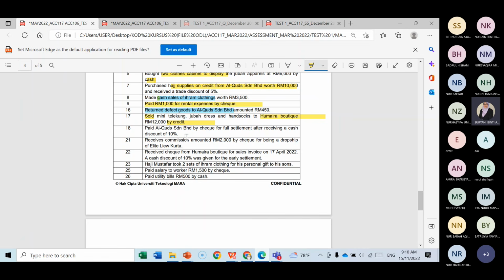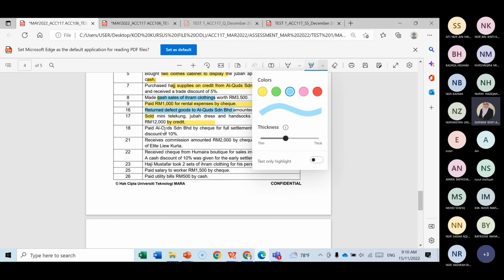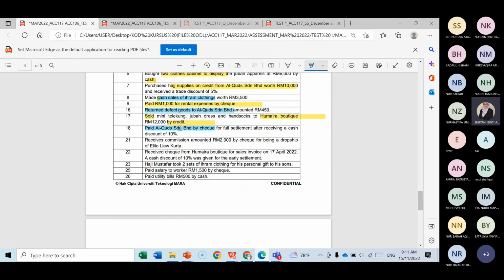Okay, next 18th of April, you pay Al-Quds Sendirian Berhad by check for full settlement after receiving a cash discount. Okay, remember Al-Quds is our creditor or accounts payable. We made purchase on 7 April. Now we want to make full settlement. And we also receive a cash discount when we want to make a full settlement. So there will be 3 accounts affected here. First, when you pay Al-Quds by check, you have decrease in your asset and decrease in your liability. And when you receive a cash discount, there will also affect your expenses account. So your expenses will decrease.